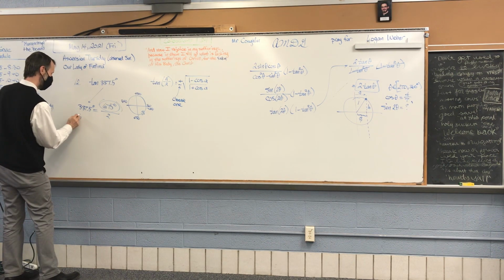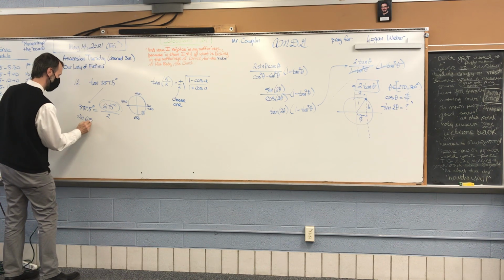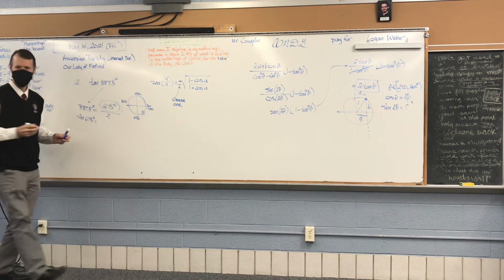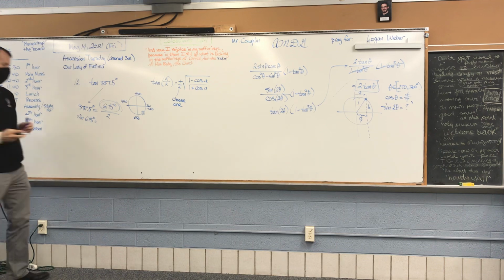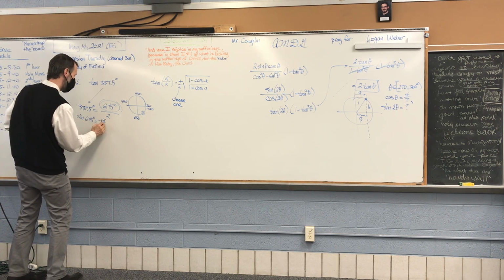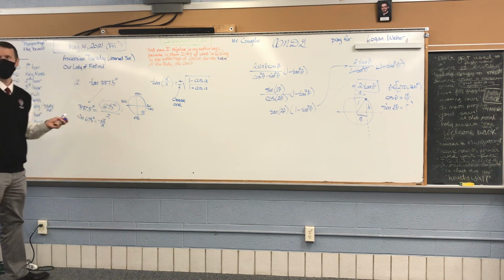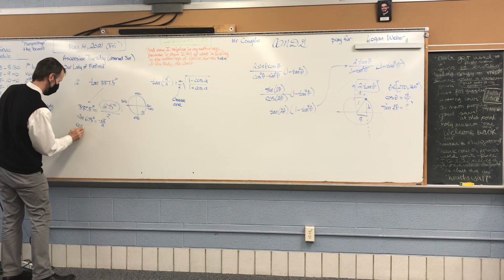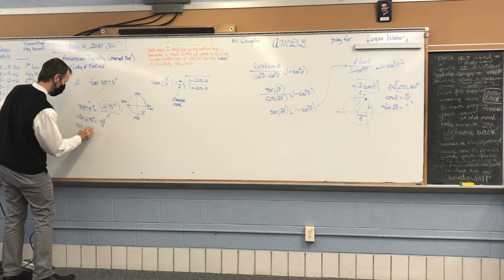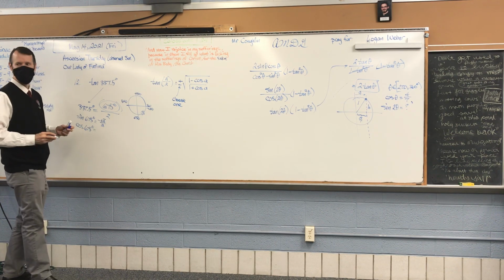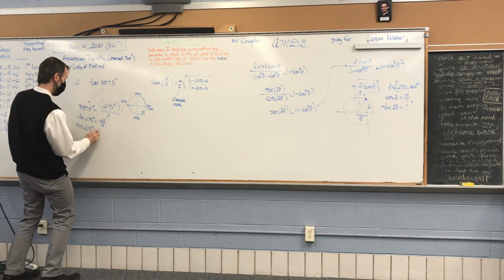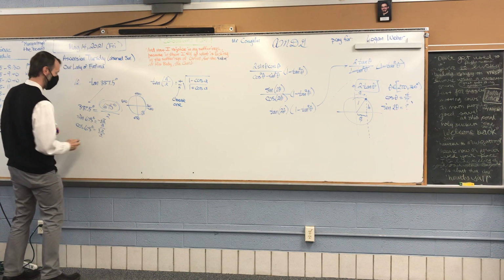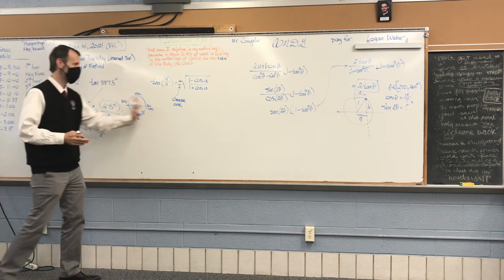What's the sine of 675 degrees? Yeah, negative radical 2 over 2. That's the only fraction available for multiples of 45, sine and cosine. And Josh, what's cosine of 675 degrees? Yeah. Why is it positive? Yeah, cosine is to the right.